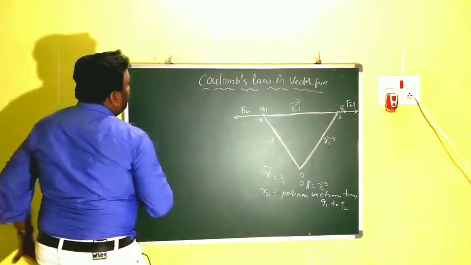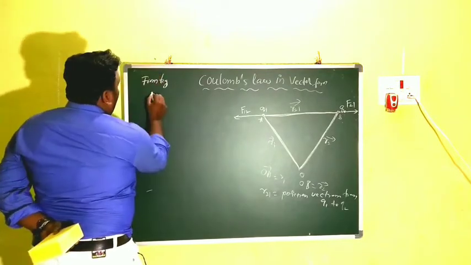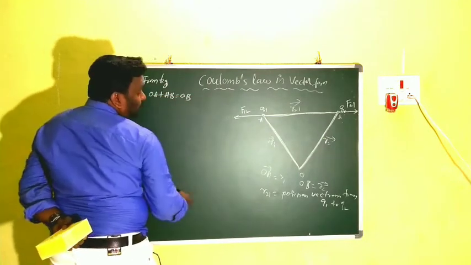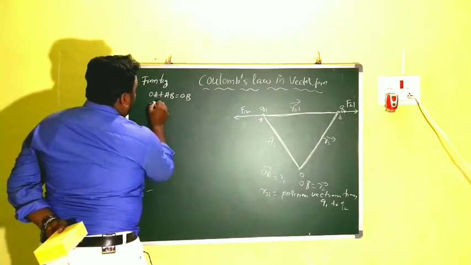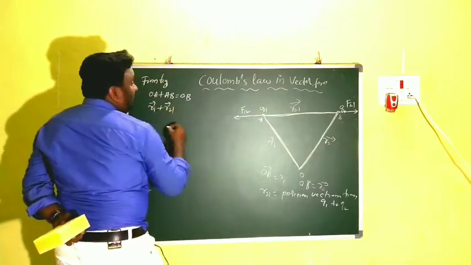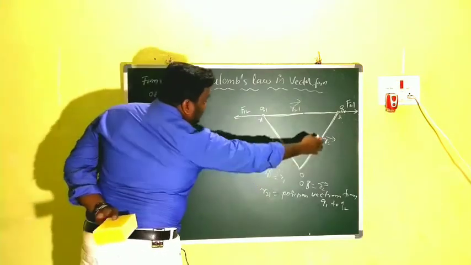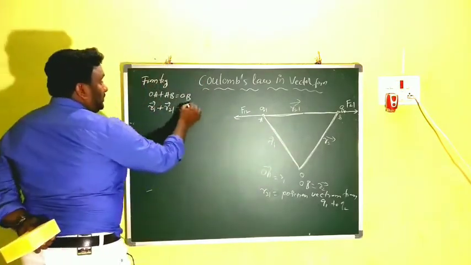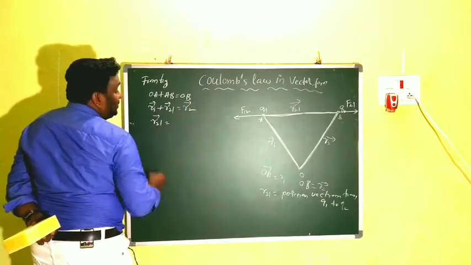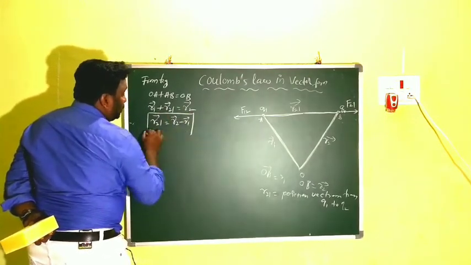Now from the figure, what to write? OA plus AB is equal to OB. Here OA is R1. R1 plus AB means R21. R21 means the position vector from Q1 to Q2, and this is R2. Clear? So from that what to write? R21 is equal to R2 minus R1. So this is now the expression for R21.